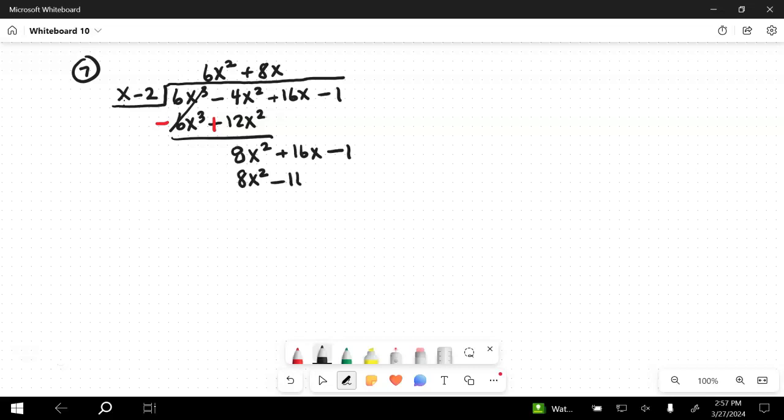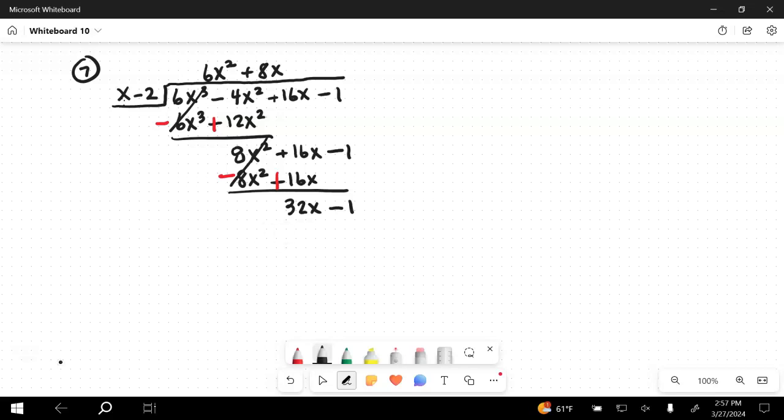8x times 2 is minus 16x. And we change the signs. Now we can combine like terms. The squared terms cancel. The 16x and the 16x becomes 32x. And I bring the negative 1 down. There isn't anything to combine it with. Looks like it'll go one more time.